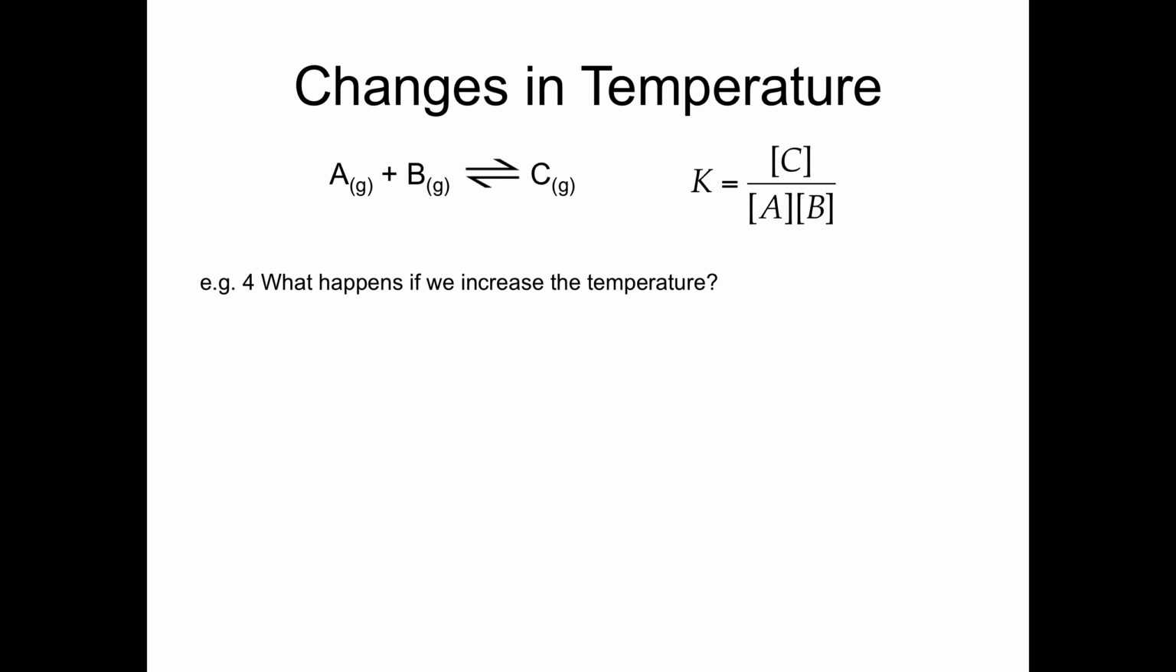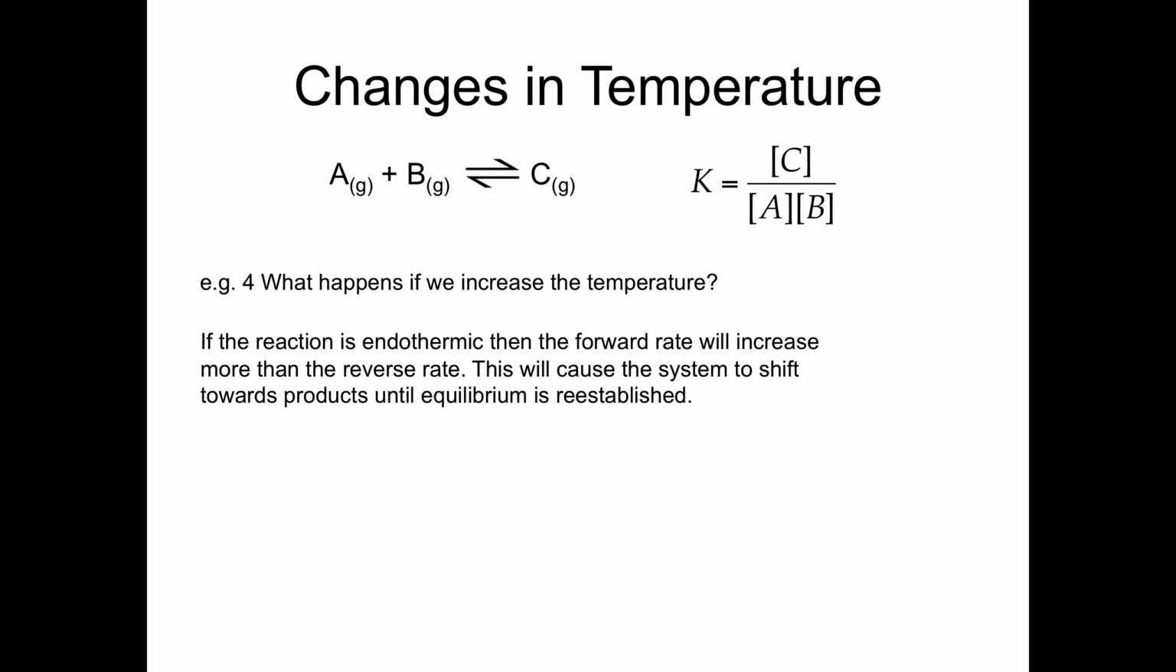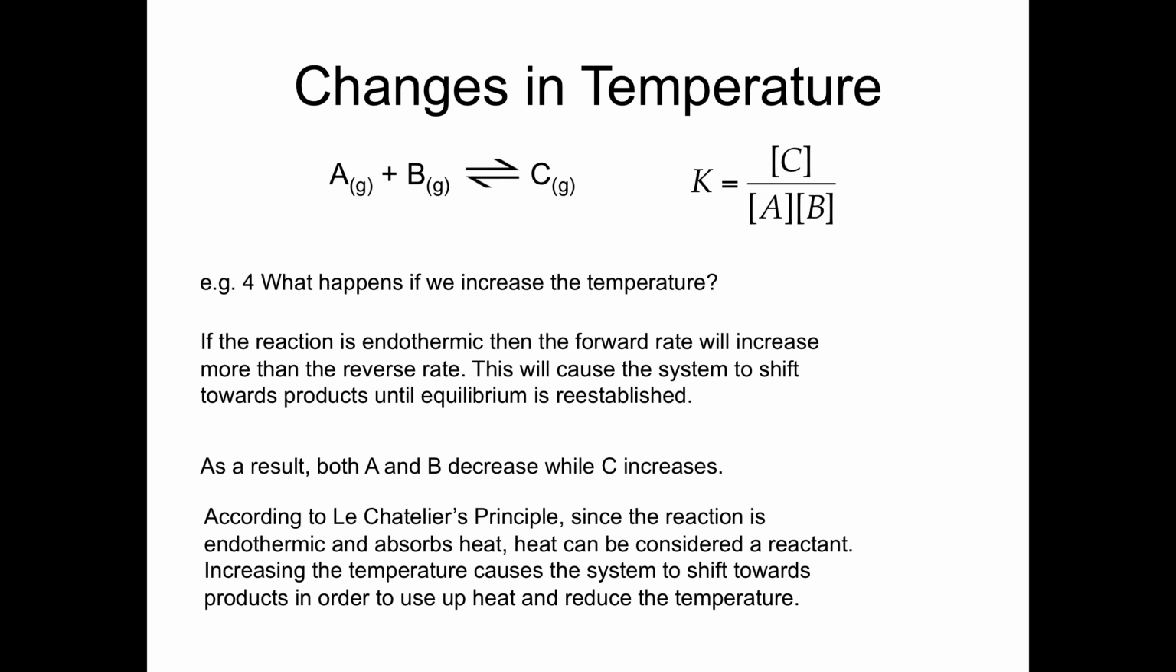So Le Chatelier's principle actually makes this a lot simpler. We know that if this was an endothermic reaction, then the forward rate will increase more than the reverse rate. That's simple enough to understand. That means that it's going to shift forward because the forward rate is now going faster than the reverse rate. And so what happens when we shift forward? Well, reactants get used up and products get produced. That makes sense.